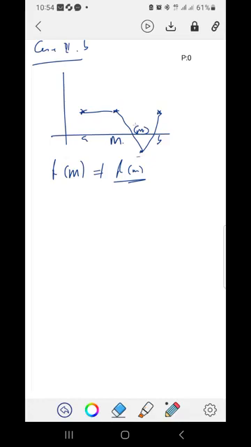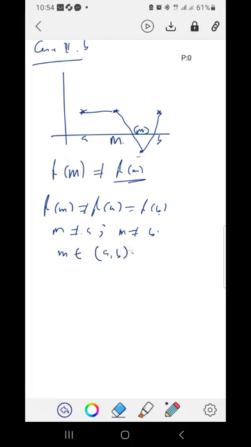So case 2B. Now, let's look at the other scenario, when f of little m is not the same thing as f of A, which is the same thing as f of B. If this is the case, it means that m can't be the same as A, and m can't be the same as B. Then it means that m will be in the interval AB. I hope we all agree with that.